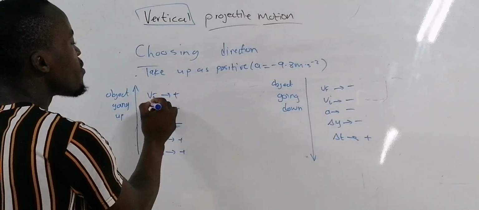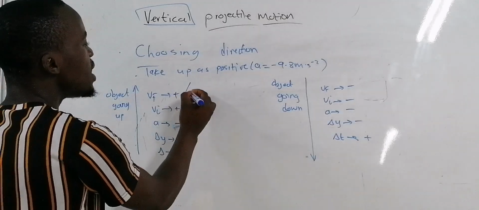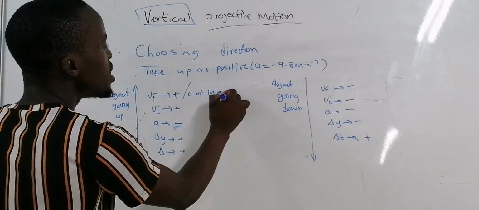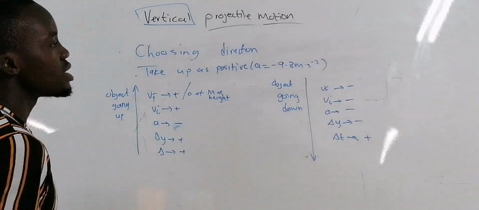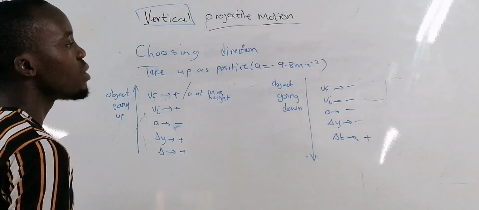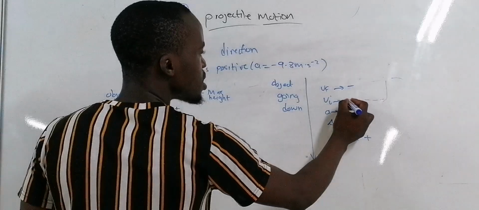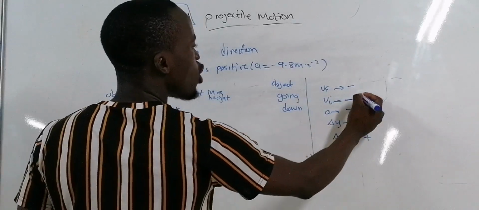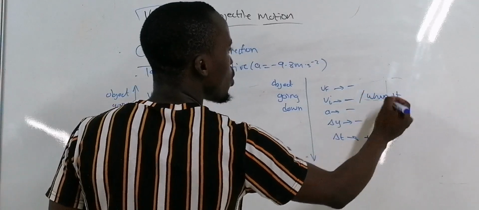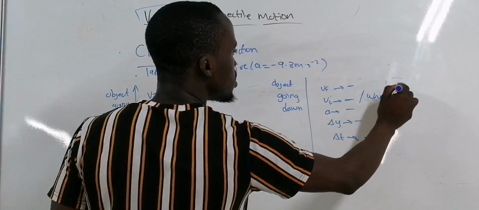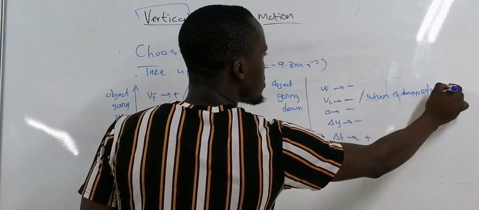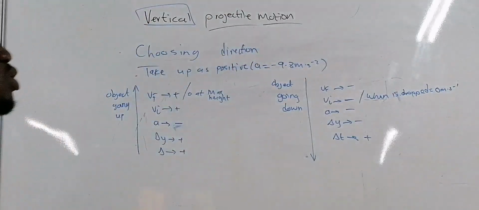So V final can be positive, or it can be 0 at the maximum height. Here, the initial velocity, when the object is going down, can be negative, or when the object is dropped, it can be 0. When the object is dropped, the V initial becomes 0 meters per second. It's very important for you guys to understand that.